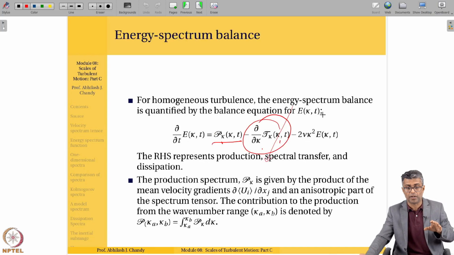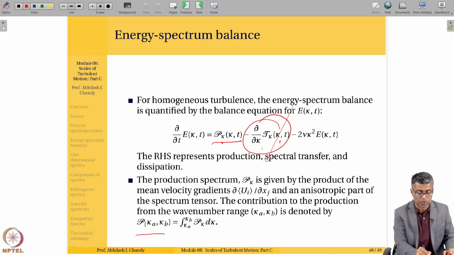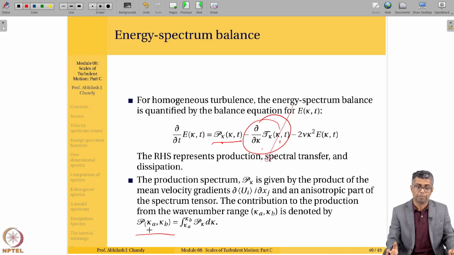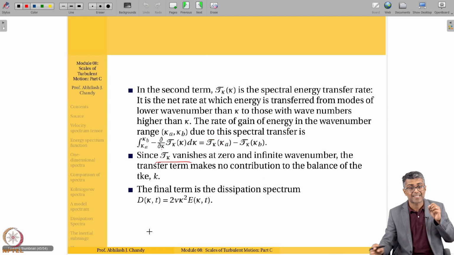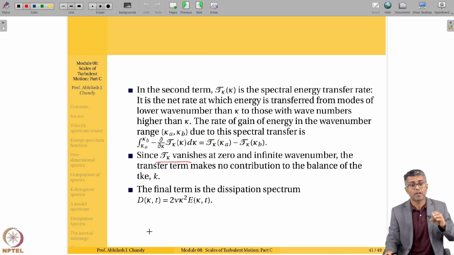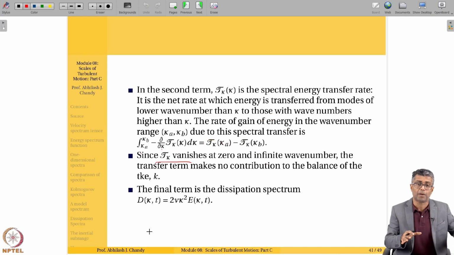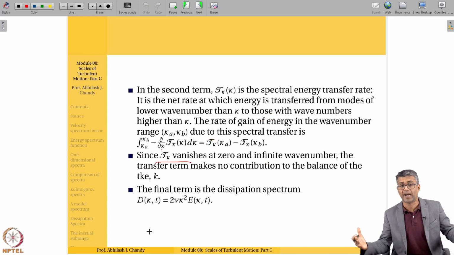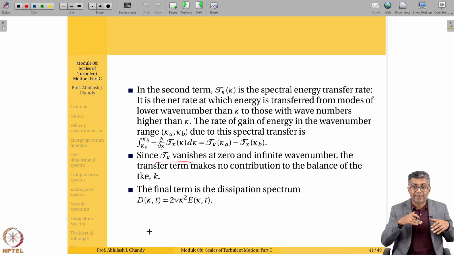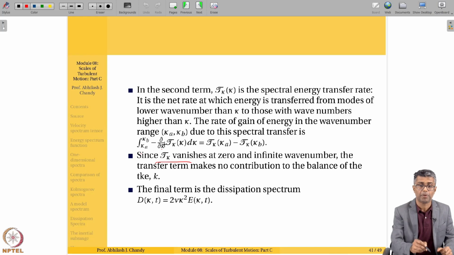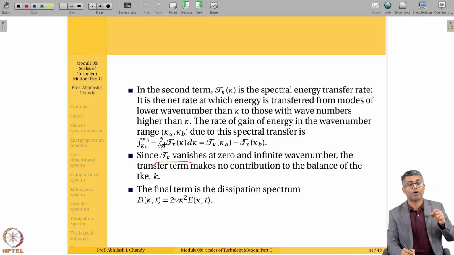Now, what we tried to do was that the first term is pretty clear. The production term has to do with the contribution to the production at the wave numbers kappa A to kappa B, isn't it? It has to do with the contribution to the wave numbers from the production spectrum. The second term, though, is a little bit more complicated because it is the energy that is removed from wave numbers lower than kappa and moved to wave numbers higher than kappa. So that rate of gain of energy is basically that second term integrated from kappa A to kappa B of minus del kappa of T of kappa d kappa.